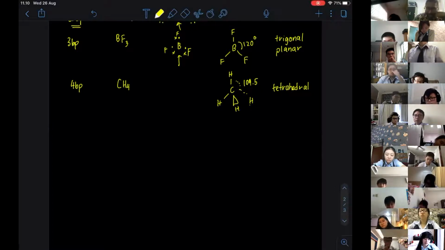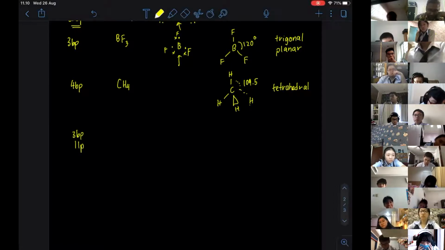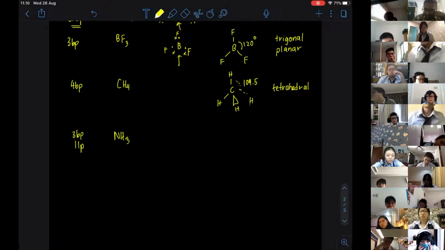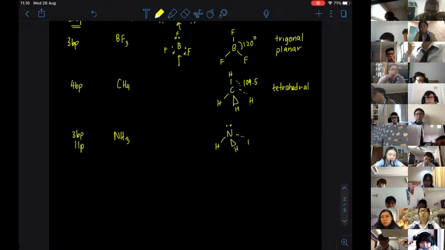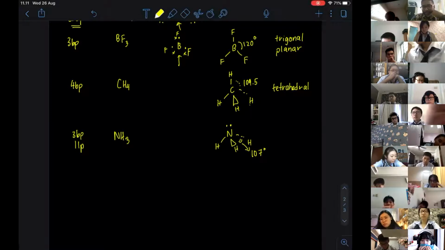We have 3 variations for 4 bonding pair. We also have 3 bonding pair, 1 lone pair, which is something like ammonia. We have learned this just now. So you have nitrogen, H, H, H. The bond angle is going to be 107 degrees. This one we call pyramidal.